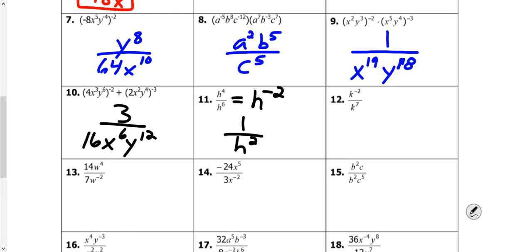For number 12, we have k to the -2 divided by 7. So that would be -2 minus 7. That would give us k to the -9. And so that would work out to be 1/k to the 9th power.